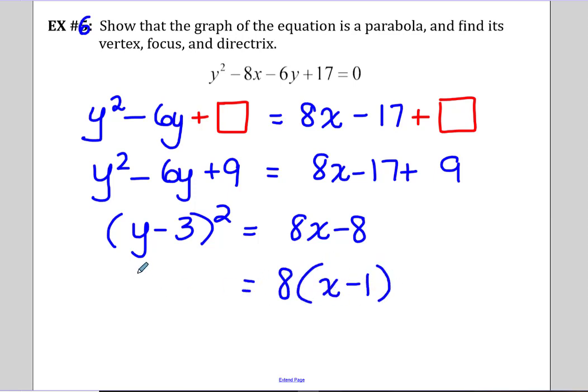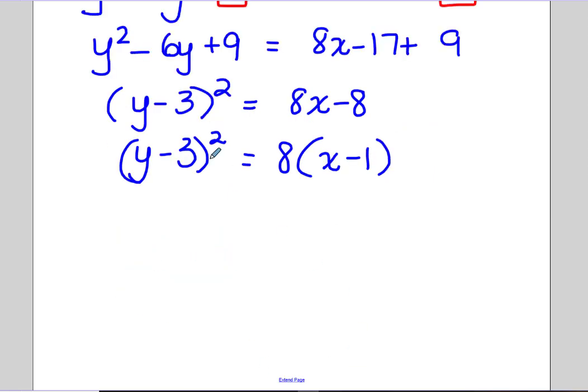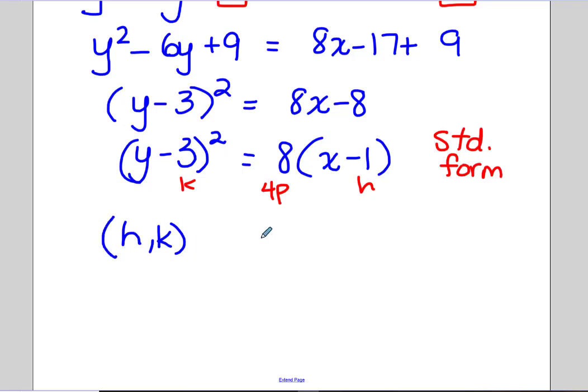So we could get our standard form this way, and then we're going to pull all that information apart. So we're calling this standard form. And this is our k, because it goes with the y. And this is our h, and our 4p is right there. So we know that hk is the vertex, which is 1, 3. So our vertex is 1, 3.